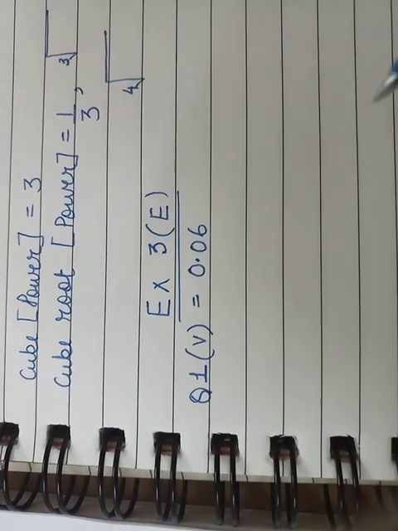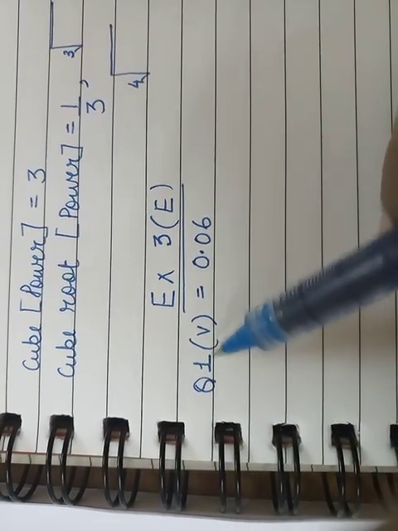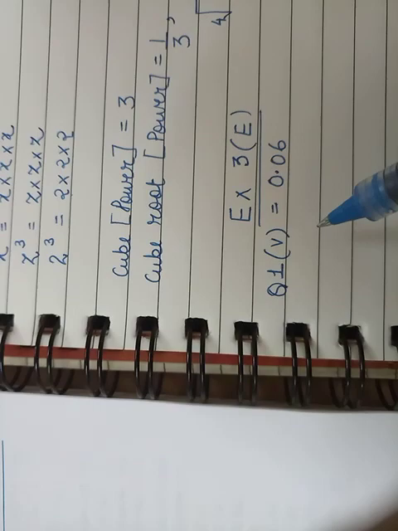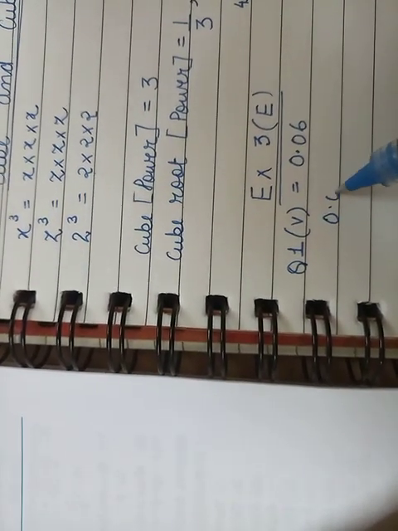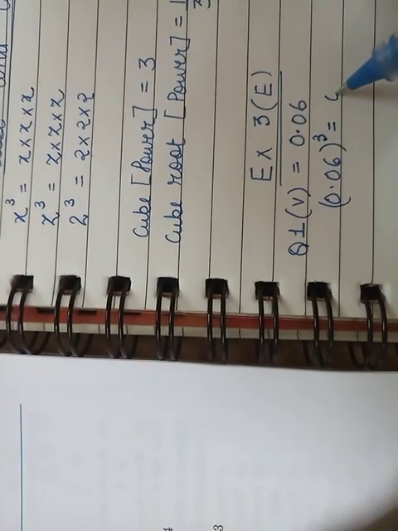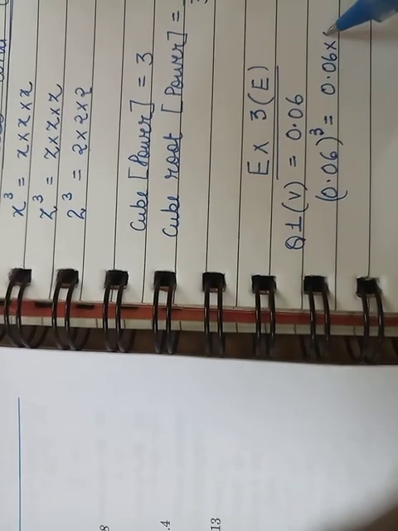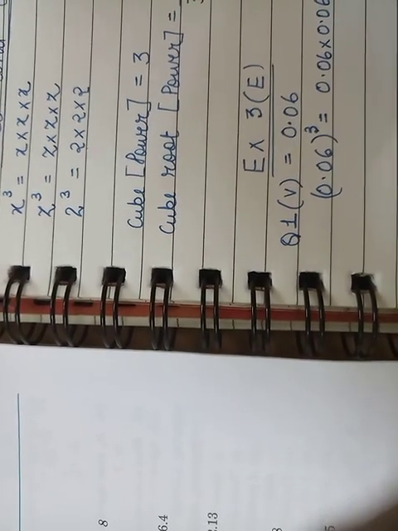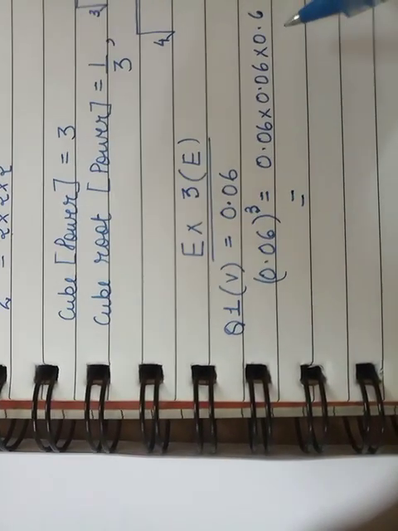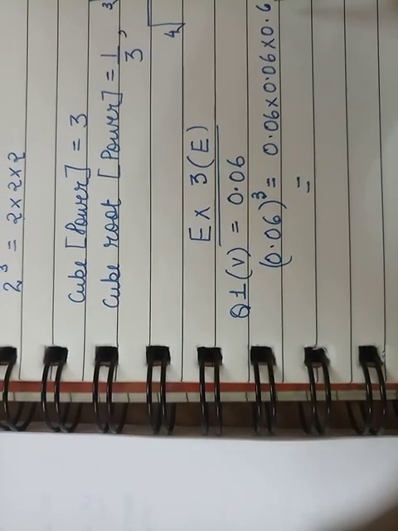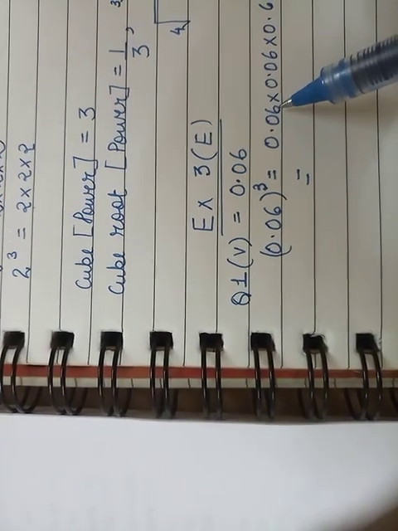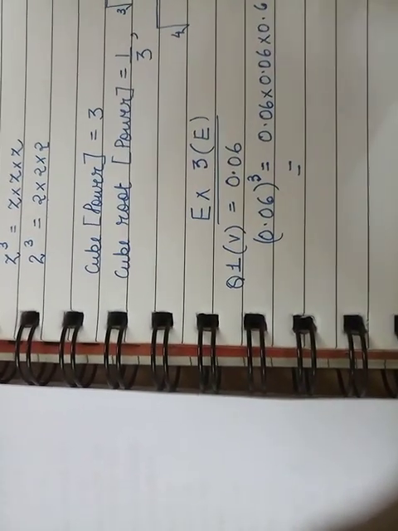Now we start with exercise 3E. Question number 1, 5th part: we are looking for the cube of 0.06. First we write the expression, that is 0.06 whole cube. What will it give you? 0.06 into 0.06 into 0.06. Children, whenever we have decimal numbers, firstly you just multiply the numbers. So I just multiply the numbers. 6 into 6, 36. 36 into 6 will give you 216.